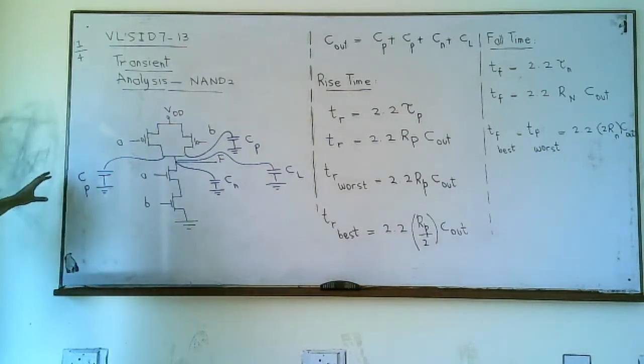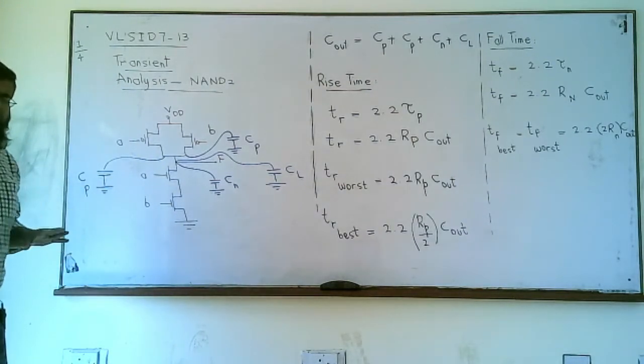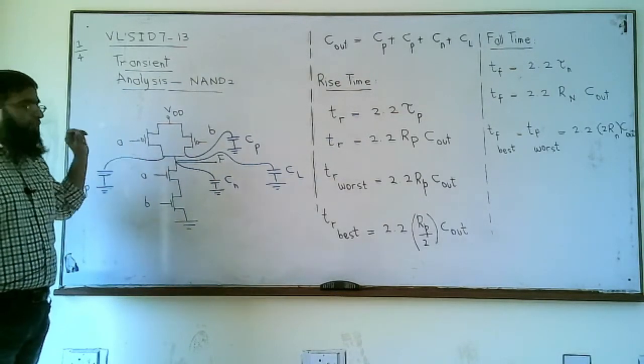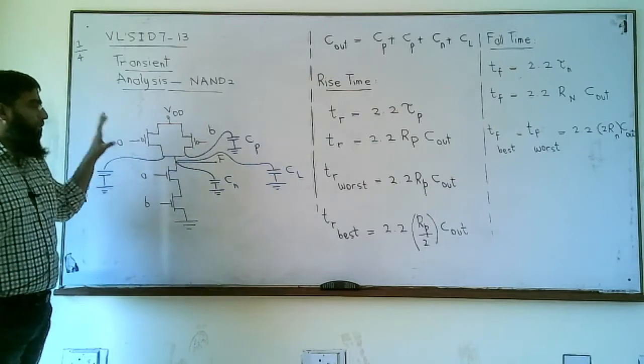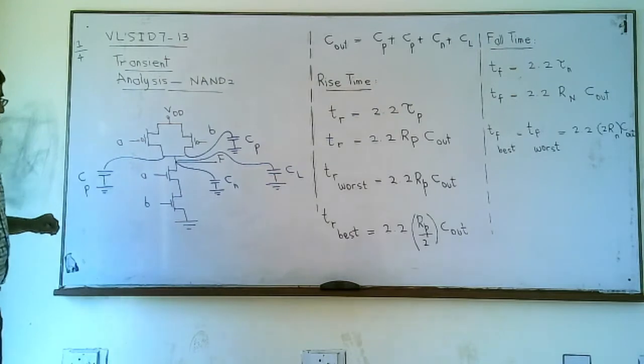In our previous lecture we studied how to draw the schematic of a NAND 2, NAND 3 or 4, and for any Boolean expression. Given a Boolean expression, we studied how to draw the schematic in our last lecture.